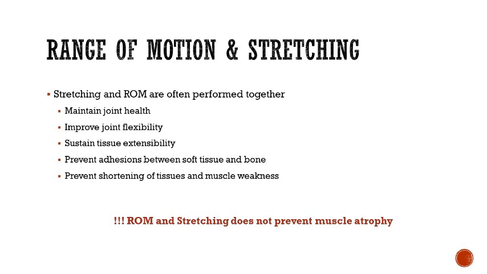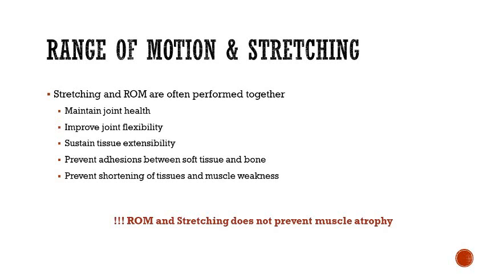Range of motion and stretching is also very commonly used in patients that have functional disability. Stretching and range of motion, I commonly combine both together. I usually do range of motion first so that you can warm up the muscles and then you can start doing some stretching. Both of them maintain joint health, improve joint flexibility, sustain tissue extensibility, and also prevent adhesions between soft tissue and bone, and also shortening of tissues and muscle weakness.